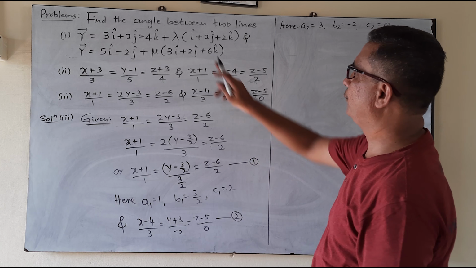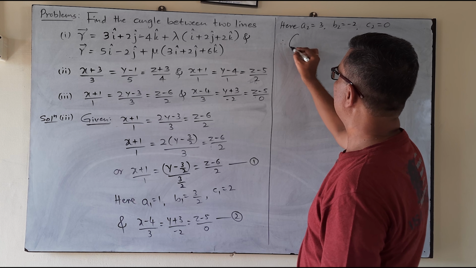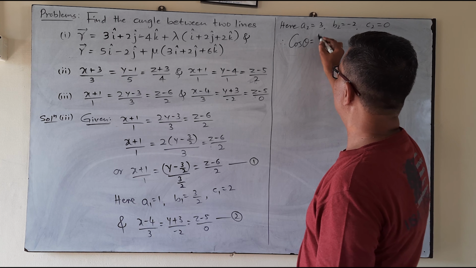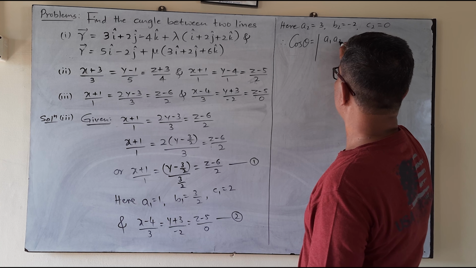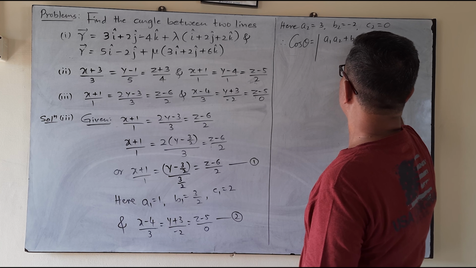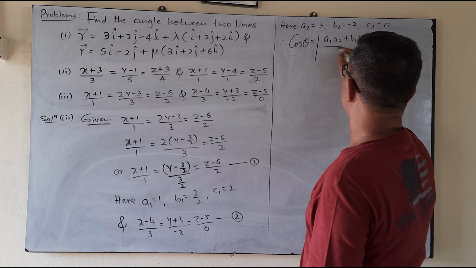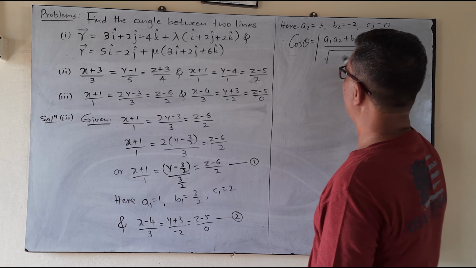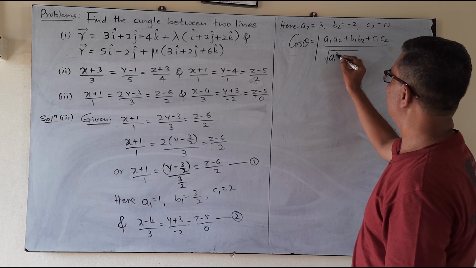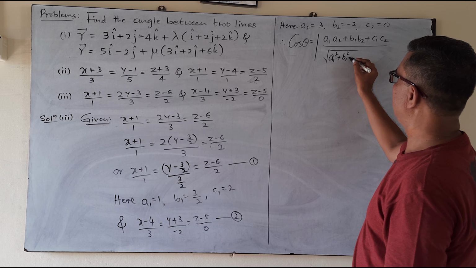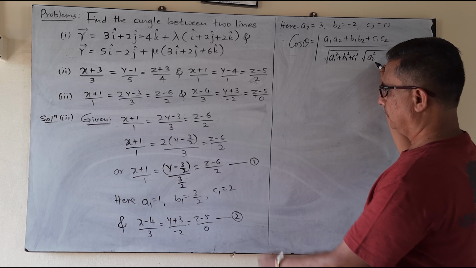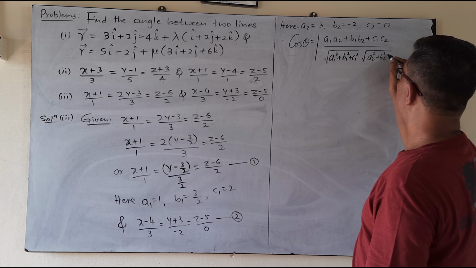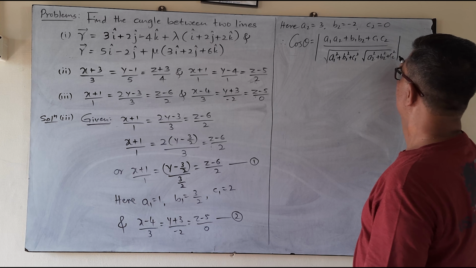Now the question is to find the angle between two lines. What is the formula? Cos theta is equal to modulus of a1 a2 plus b1 b2 plus c1 c2 divided by under root of a1 square plus b1 square plus c1 square into root of a2 square plus b2 square plus c2 square.